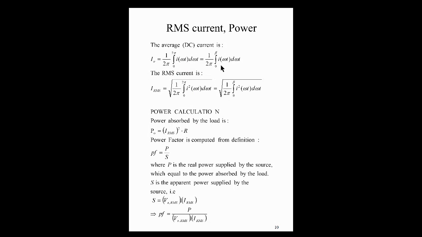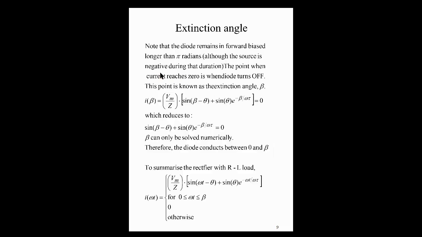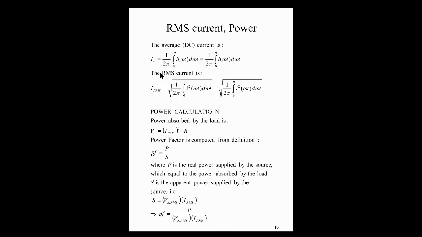So we sum the current between 0 and beta, and we divide by the period, right? The period is 2 pi, as you can see. So here, between here and here, that's just 2 pi. So that's our average current.